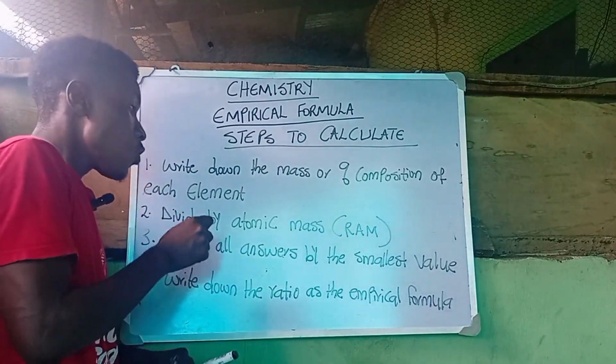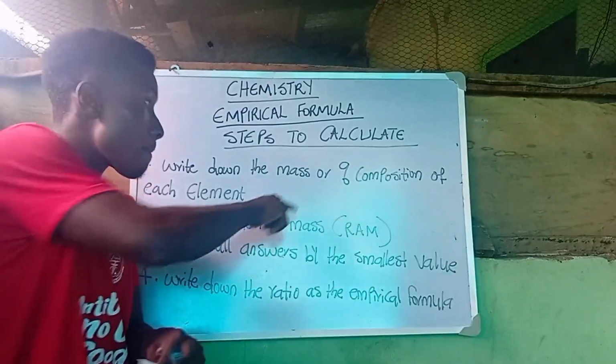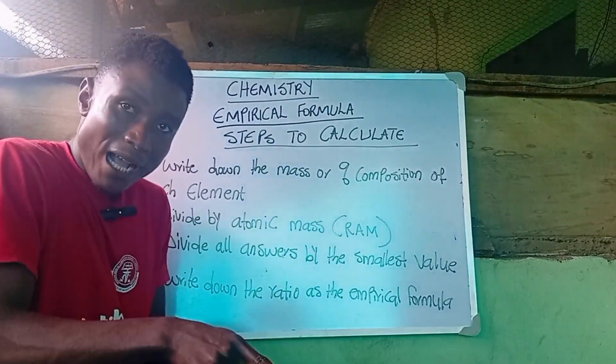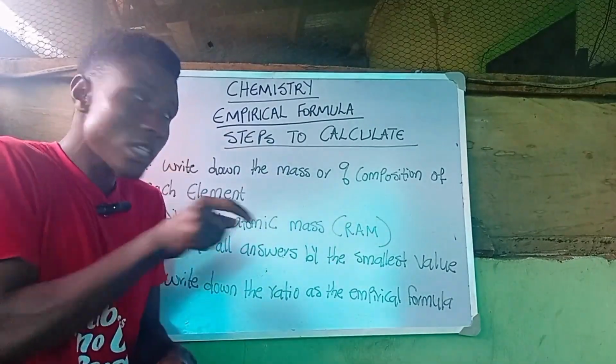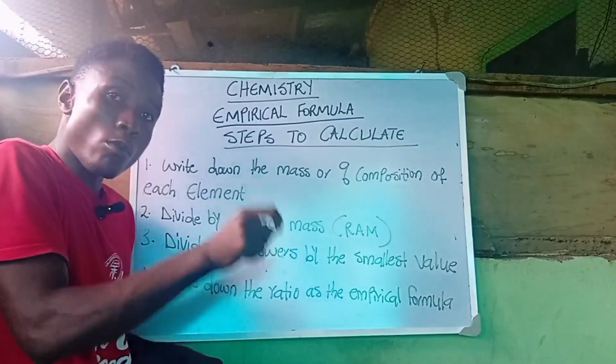So now number two, you divide each of these elements' mass or percentage composition by their relative atomic mass. You understand? Each of these elements, divide the mass that was given by their relative atomic mass.